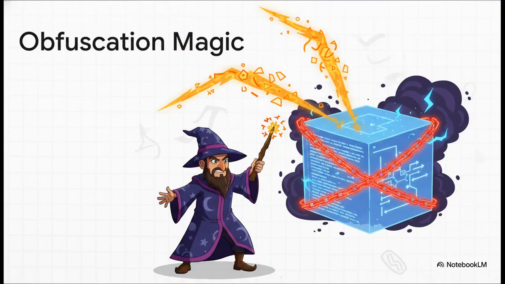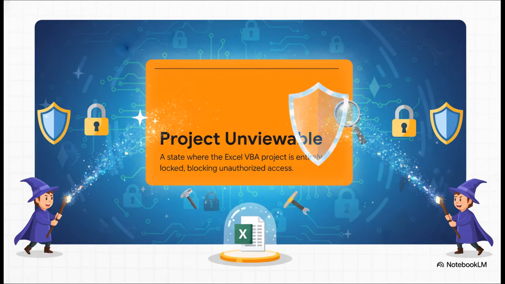This obfuscation magic actively masks your logic. It automatically renames your variables into complete nonsense characters. It encrypts your procedures and totally hides your algorithm structure. The best part? Your macro still runs perfectly, but unauthorized copying is completely shut down. And it actually goes a step further with a state called Project Unviewable. This entirely locks down the Excel VBA project. Just completely disabling the VBA editor, it blocks unauthorized access and stops any code extraction methods in their tracks, creating a truly impenetrable environment for your work.